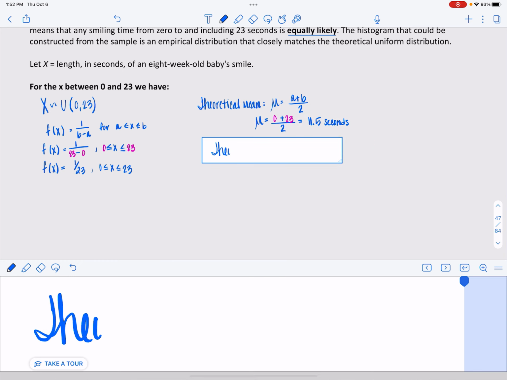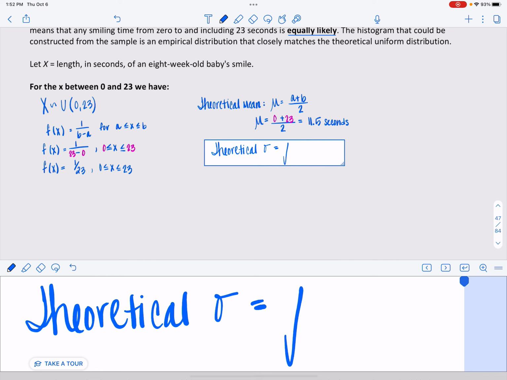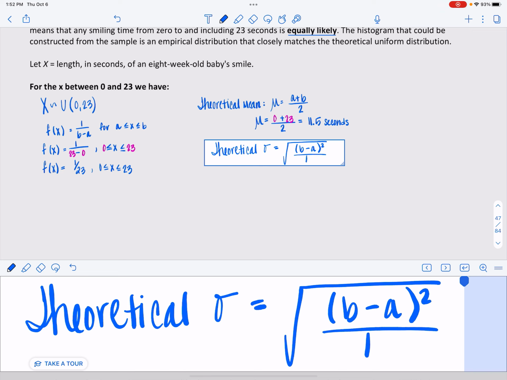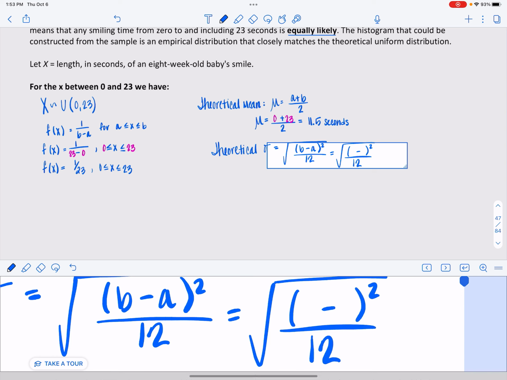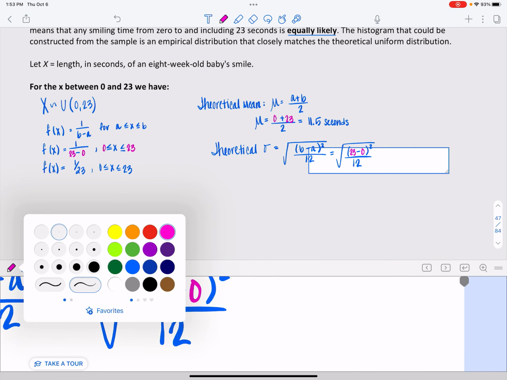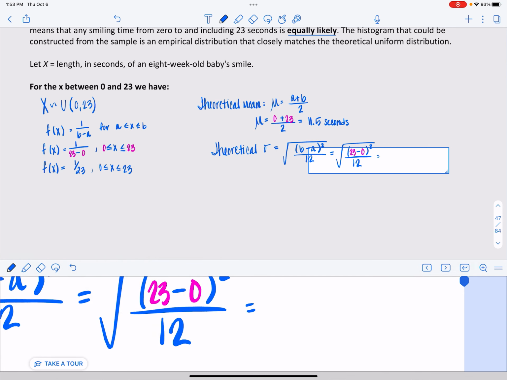And then we have the theoretical standard deviation, which is this super fancy formula that makes me feel very smart when I know how to use it. So I'm going to plug in my pieces. I'm going to get my B and my A. And because I love you, I have already plugged this into the calculator. I'm going to come out with a standard deviation of 6.63 seconds.